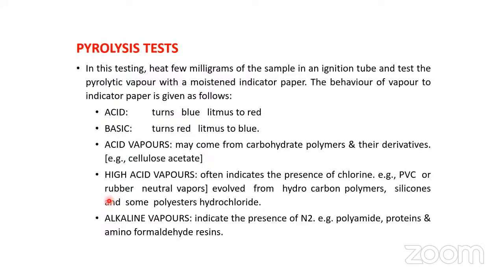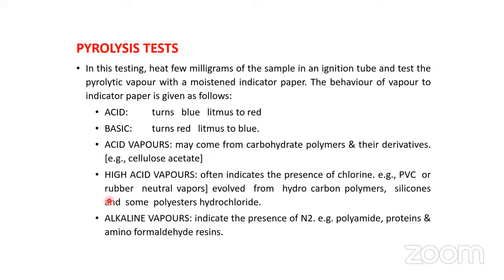So acidic vapors may come from carbohydrate polymers and their derivatives like cellulose acetate. If you try to burn cellulose acetate, acid vapors come out of it, and that can be identified by your litmus paper.